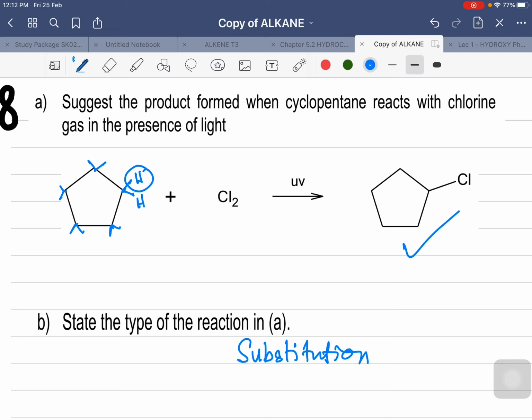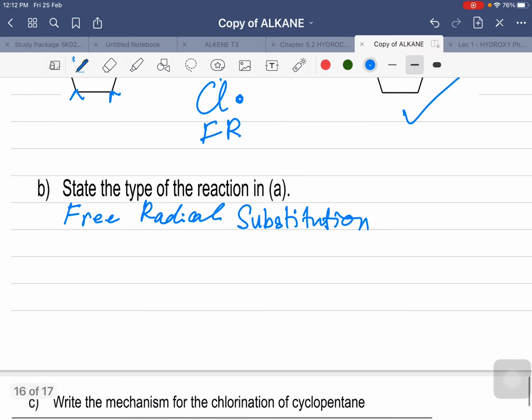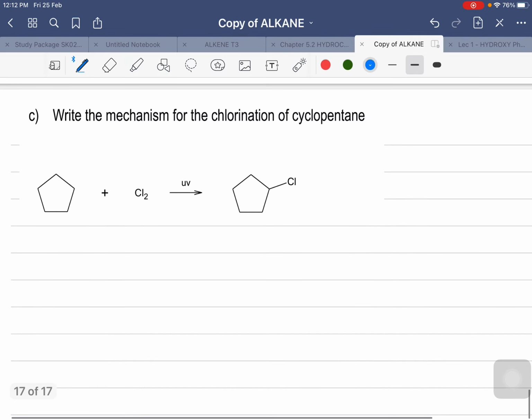Tapi siapa yang datang substitute hydrogen ni? Chlorine. UV break the chlorine into chlorine radical. So we call it as free radical substitution. C. Write the mechanism for the following chlorination of cyclopentane.